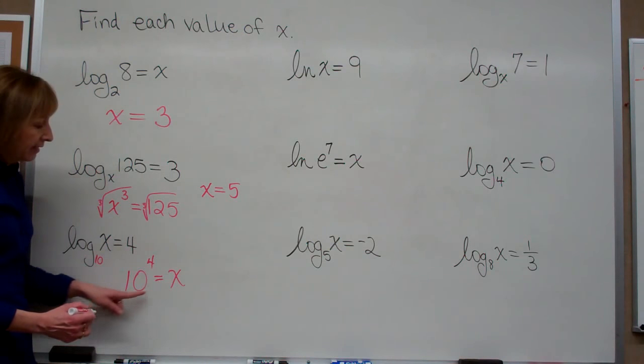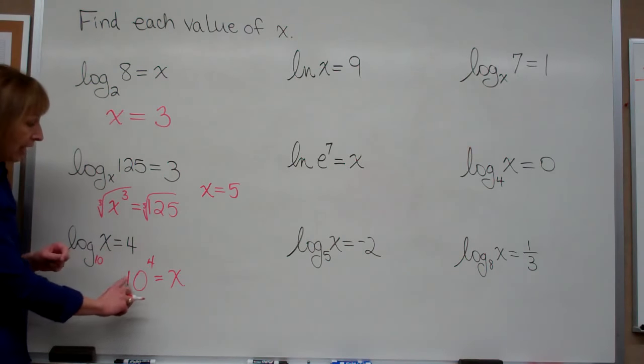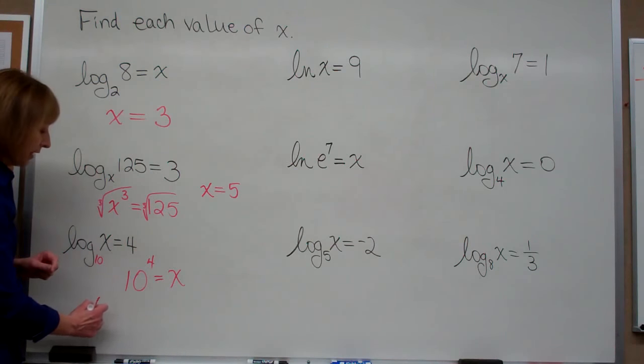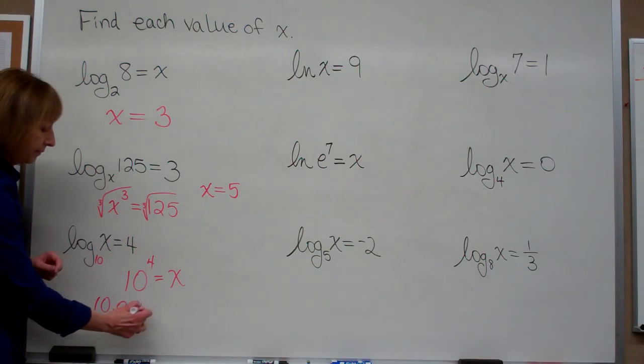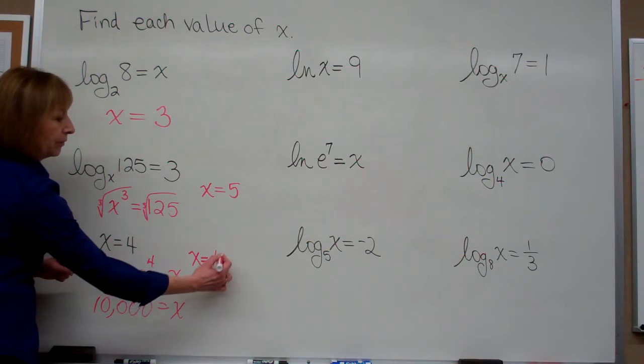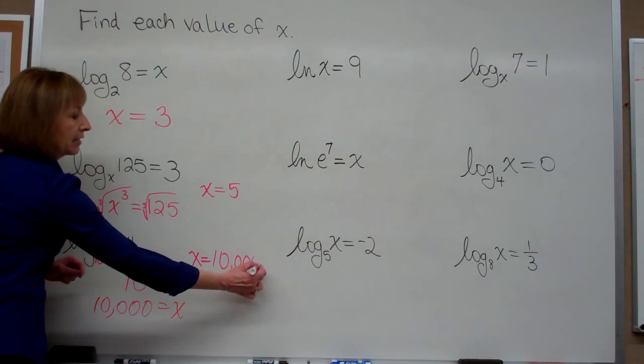And so it's really nice in this form because then it's already solved for. I just need to take 10 to the 4th power. Well, 10 to the 4th power is 10,000. So my x is equal to 10,000 in this third example.